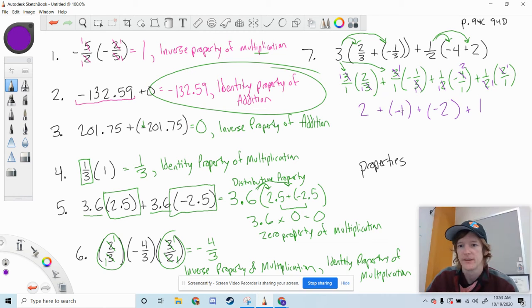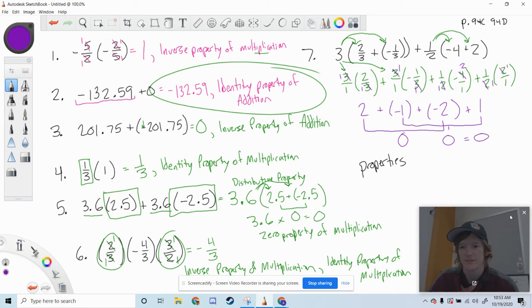And this 2 and 2 can reduce to 1's. So that's 1. Now I see I have a 2 and a -2. That's 0. I have a -1 and a 1. Well, that's 0. So my total answer is 0.